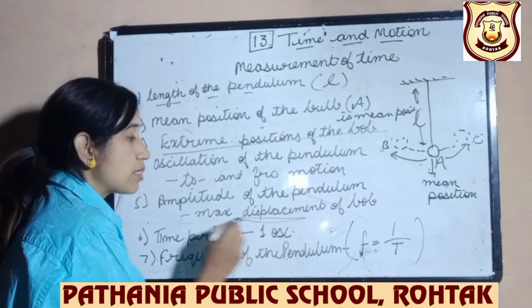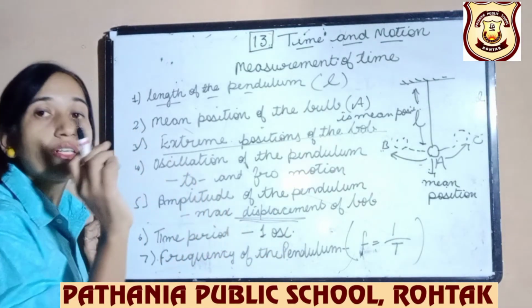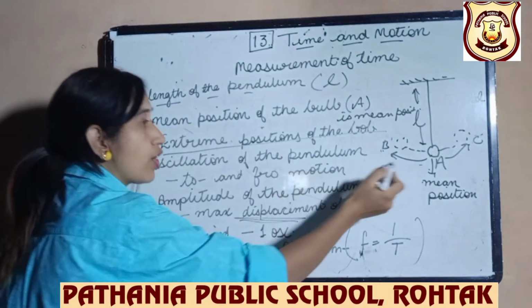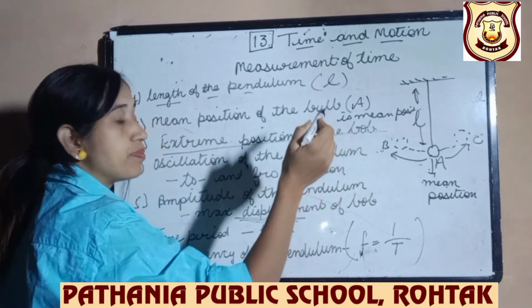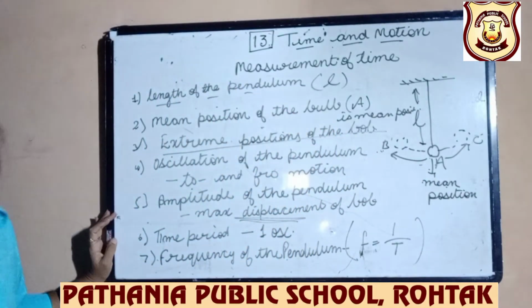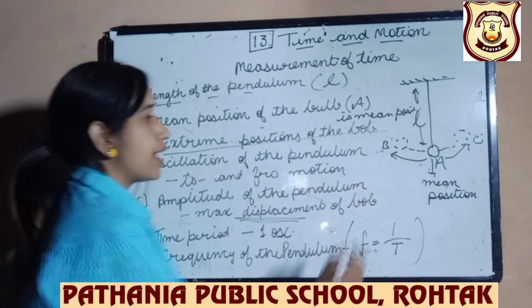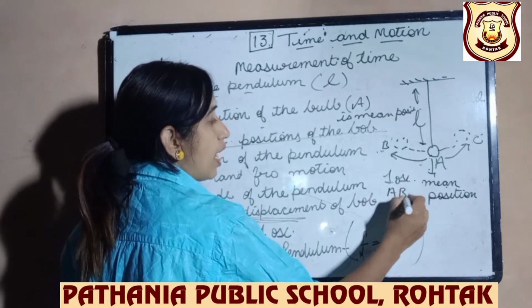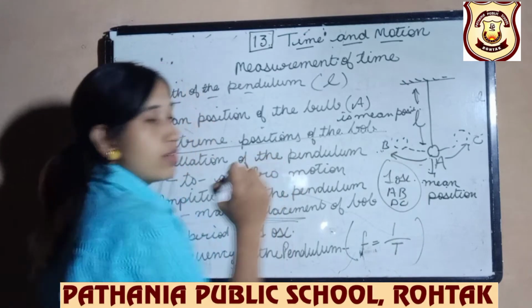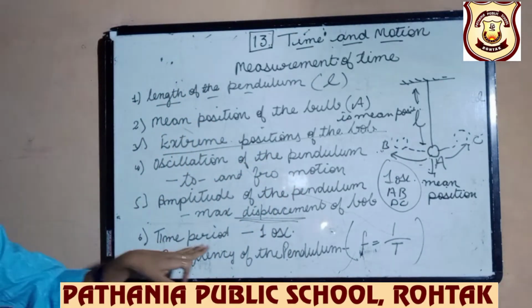What is the maximum displacement? For the displacement is the shortest path, but here we are talking about the maximum displacement from A to B and B to C. That's called back and forth motion, of course, and contains one oscillation. You can say A to B and B to C. Okay. Now, I'll talk about time period.